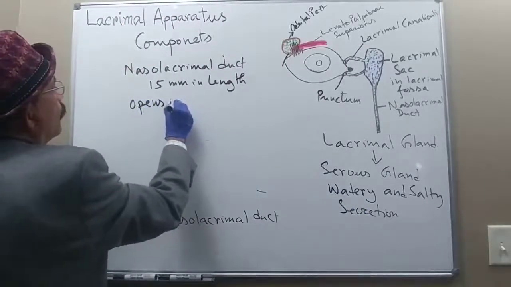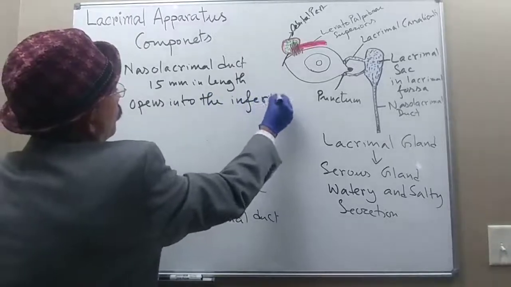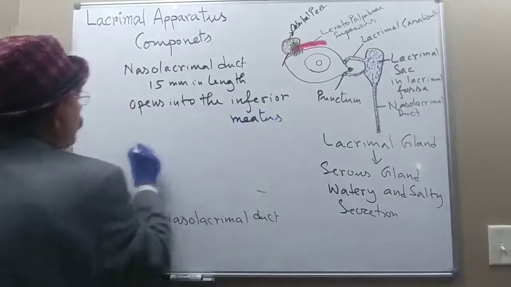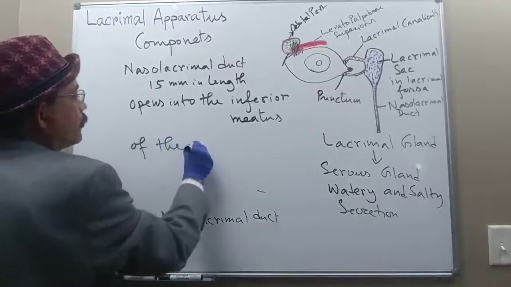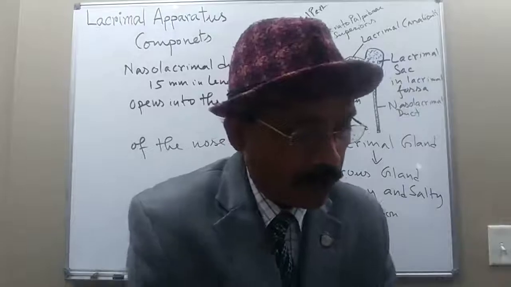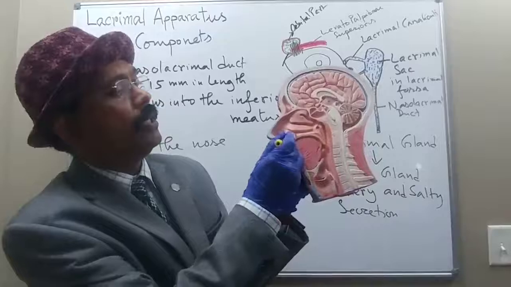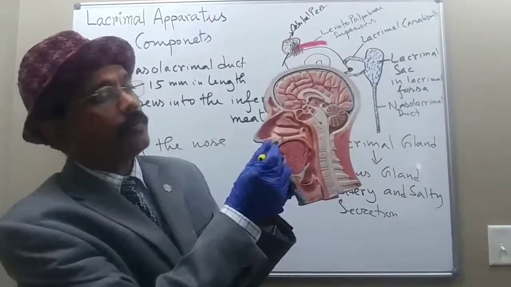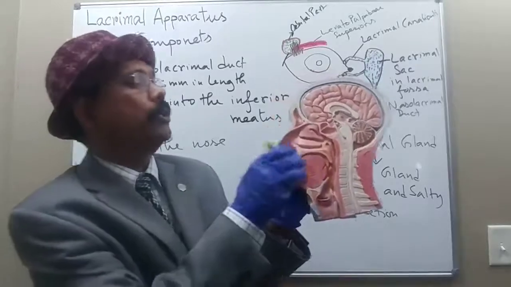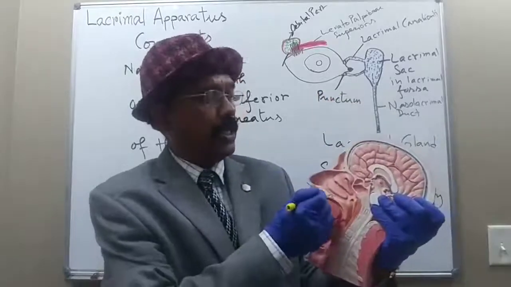Opens into the inferior meatus of the nose. We know that the inferior meatus is covered by the inferior concha. Here is the opening of the nasolacrimal duct, at the junction between the anterior 1/3 and posterior 2/3. So the lacrimal sac is here, and the duct is opening here.